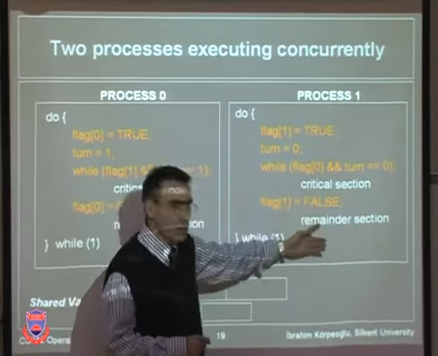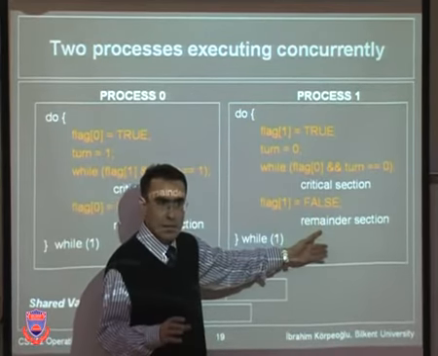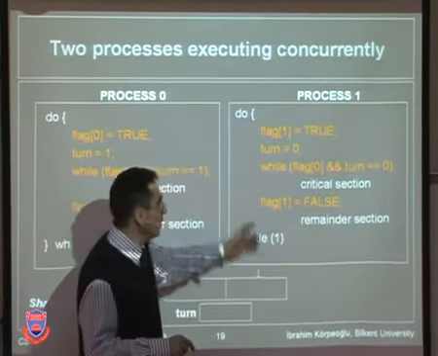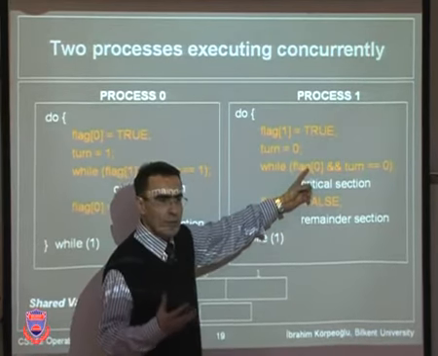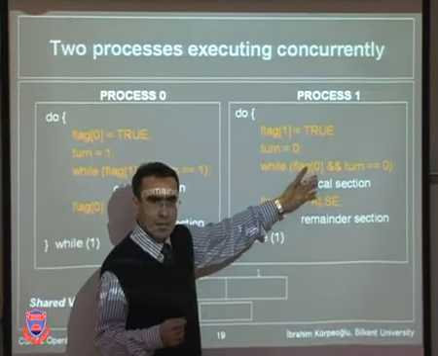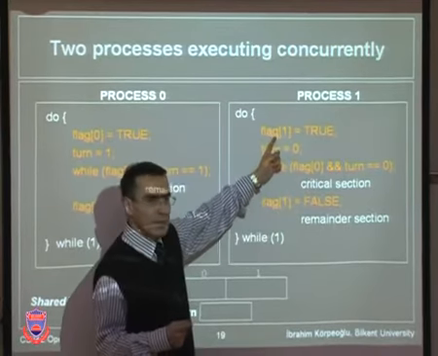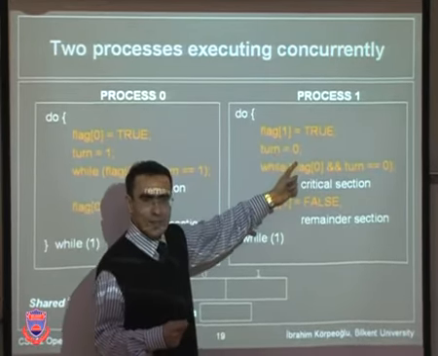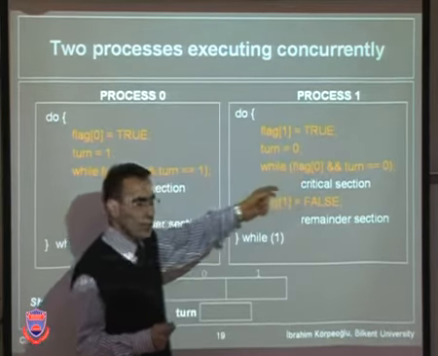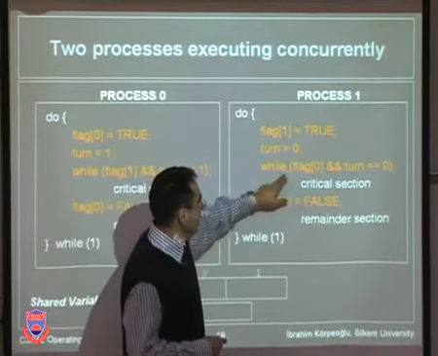So it can execute the critical section, and the critical section can be quite short. So it may immediately come back here and may want to enter the critical section again. So what will happen in this case? It will set its flag to true, but it will set the turn to 0, right? So then what will happen?